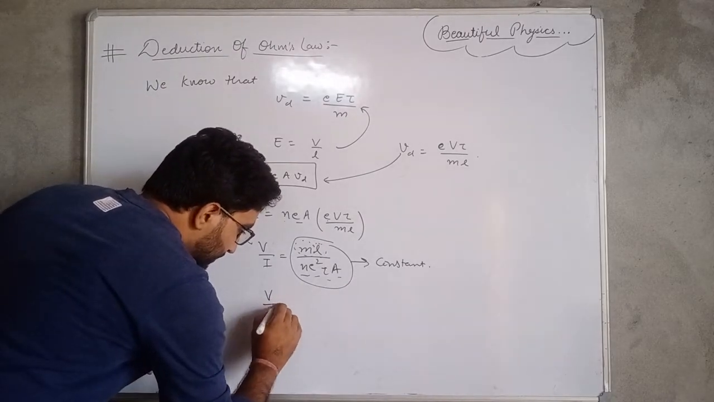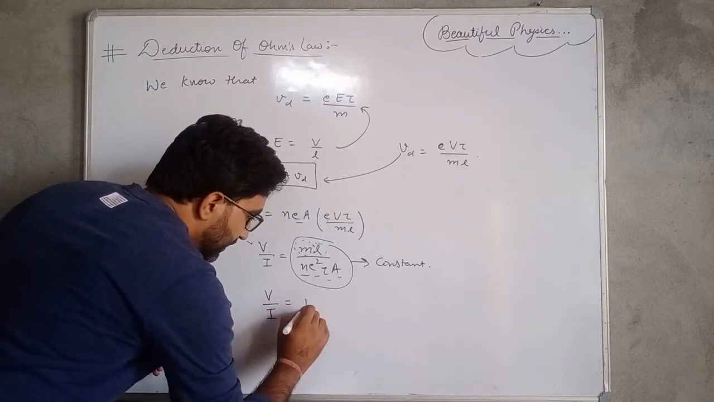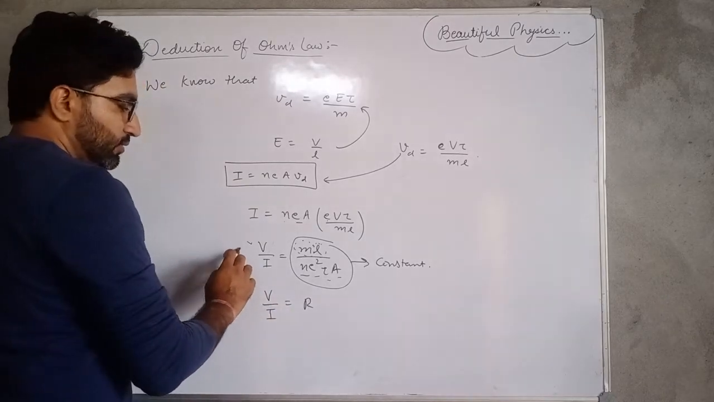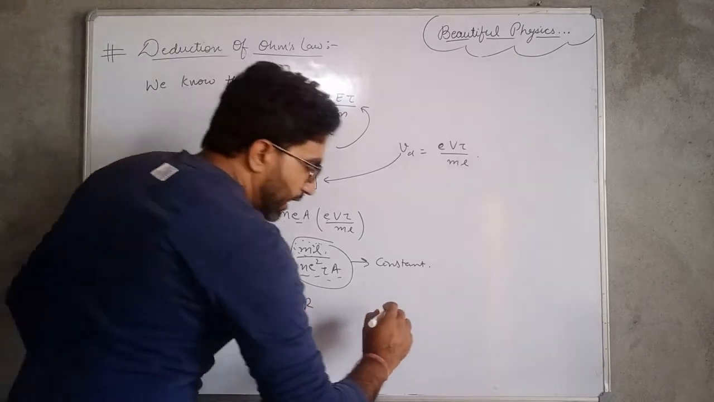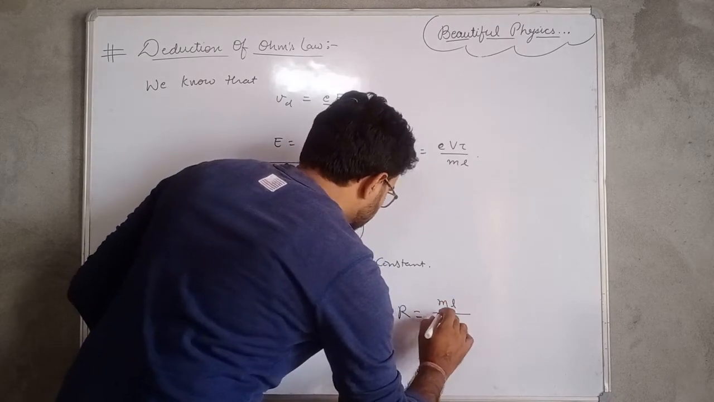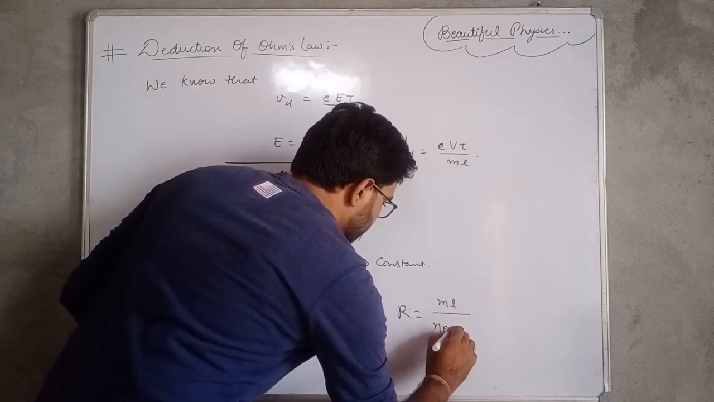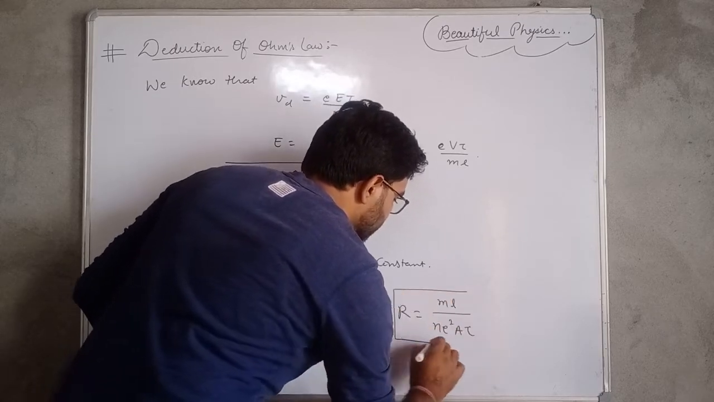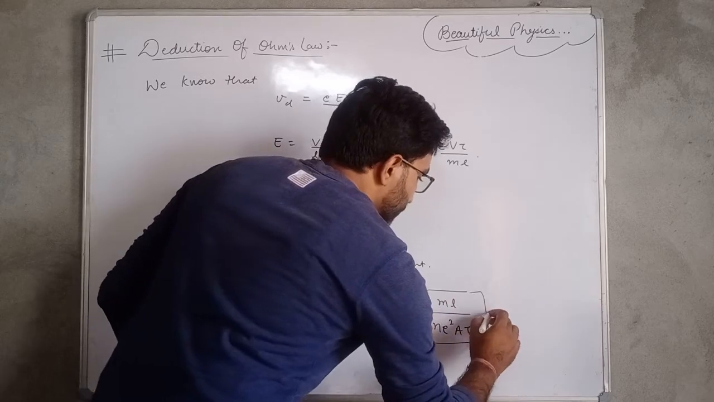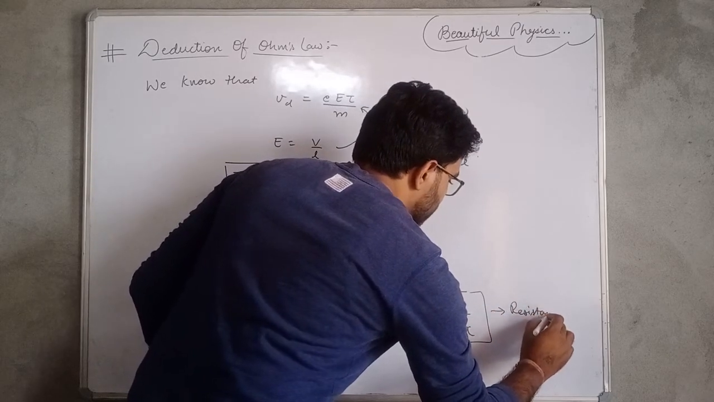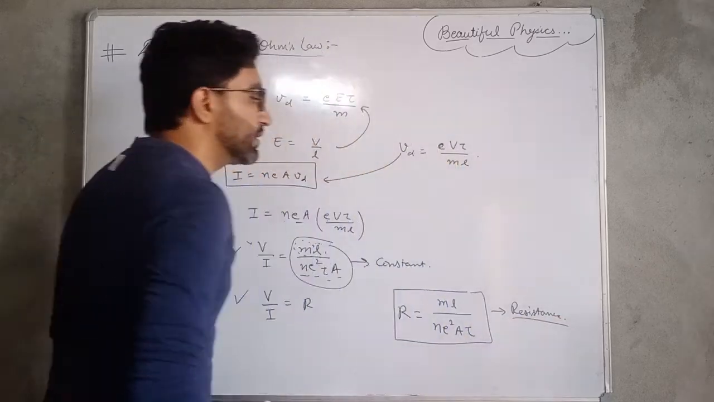When we compare this result with the relation V by I is equal to R, then on comparing these two relations, we have R is equal to m L by n e square A tau. This is a constant quantity and known as the resistance of the conductor.